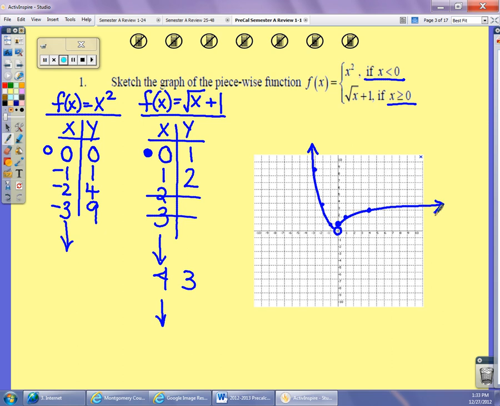Now, that is our piecewise function. X values less than 0, starting with an open circle. Going less than, we get half a parabola, x squared. And with values greater than or equal to 0, starting with this closed circle here, we get values that are a square root function that's just been shifted up 1.